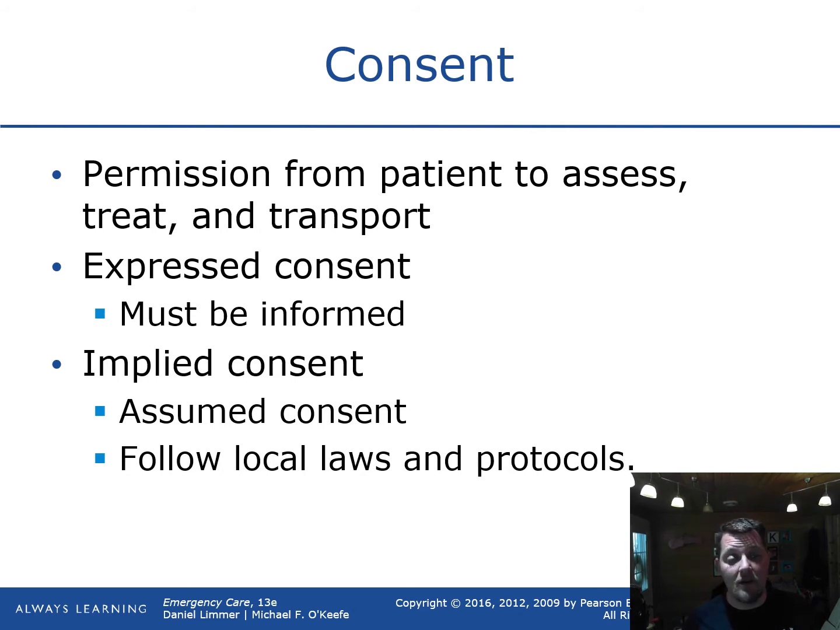In the case of minors, you use the implied consent from the parent. If the parent is not there to give express consent, then you use implied consent. In any normal situation, the adult would say, yes, I'm okay with you treating my child, do it. And then always follow local laws and protocols.